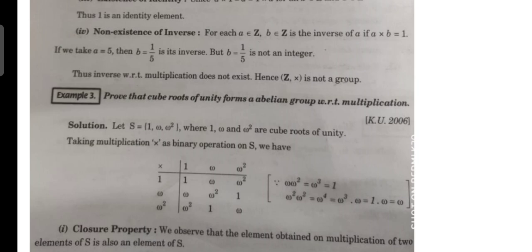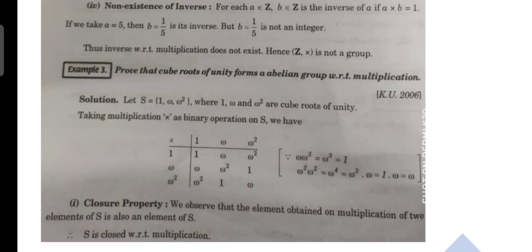Third example is cube roots of unity forms an abelian group with respect to multiplication. First of all, we need to see what exactly is cube roots of unity. Cube roots of unity is basically the roots of the equation x cube equals 1. So it's a cubic equation. We need to find the roots of that equation.